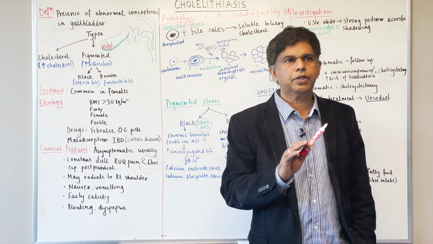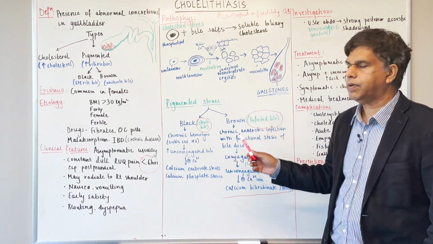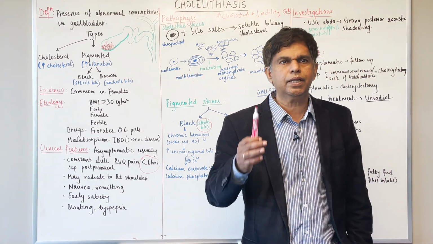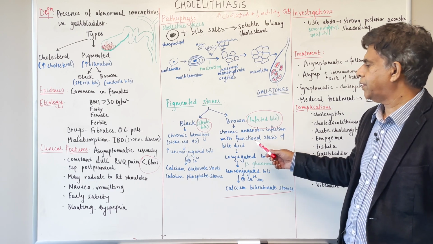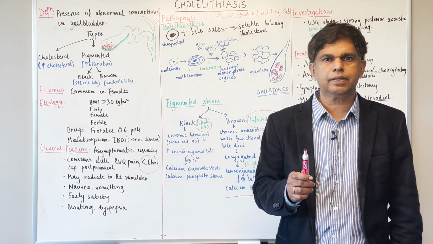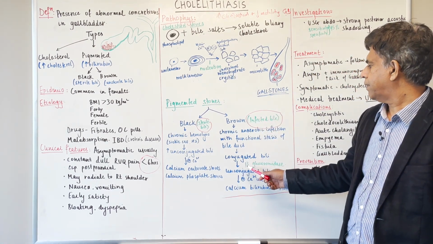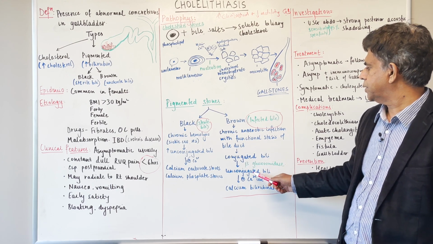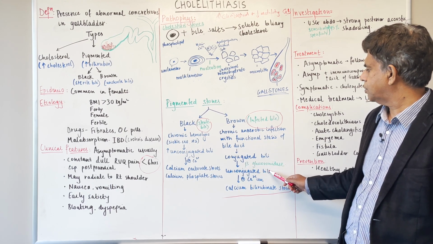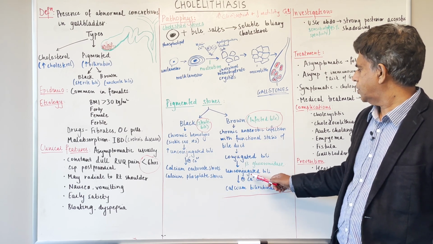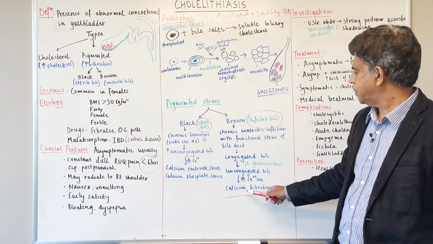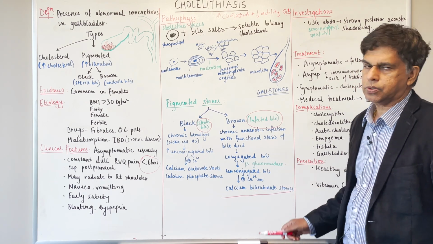very clean, sterile. Okay, when you have brown stone, what happens? There's infected bile. What does that mean? There's an infection. Okay, there's chronic anaerobic infection, functional stasis of the bile duct. And what does that produce? Conjugated bilirubin is converted into unconjugated bilirubin by beta-glucuronidase. And that unconjugated bilirubin combines with the calcium, and you get calcium bilirubinate stones.